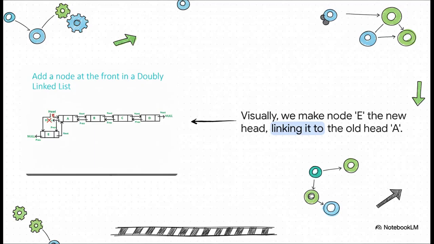So here's our new node, E. Step 1. We have to make its next pointer connect to what used to be the head, which is A. That's one connection. But we can't forget it's a two-way street. So step 2. We have to go to A and tell its previous pointer to point back to our new node, E. Once both of those links are set up, E is officially the new leader of the pack.